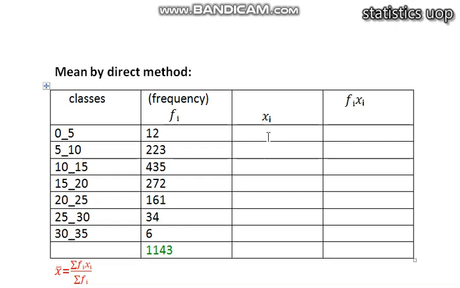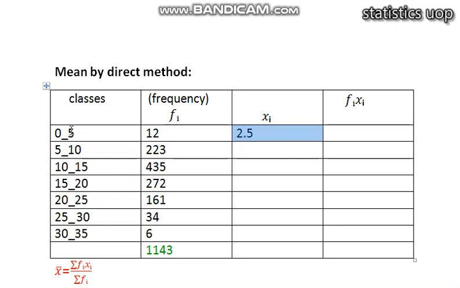This xi column is very simple. It is just the average of these classes, or simply we can say that it is the midpoint of these classes. You just add these two values and divide by 2. So the sum of 5 and 0 is 5 and half of 5 is 2.5. Now to find the next value of the xi column, we add our class length to this 2.5.